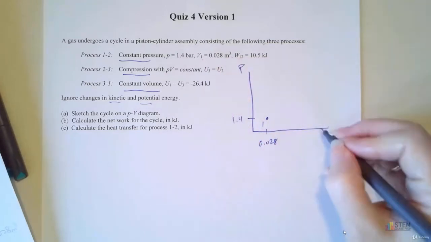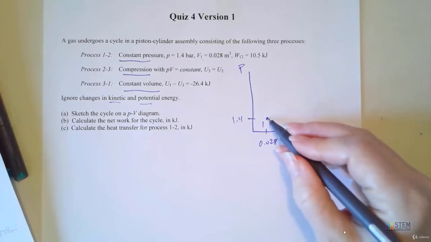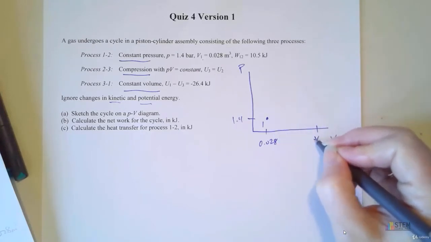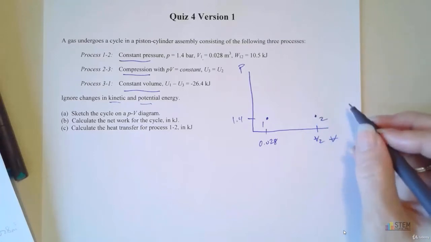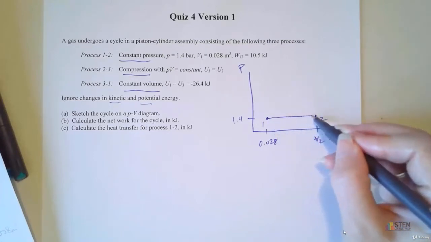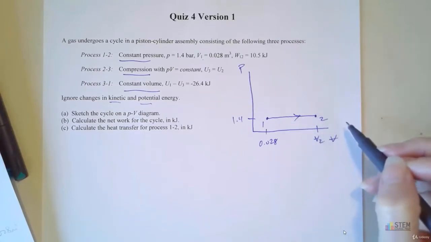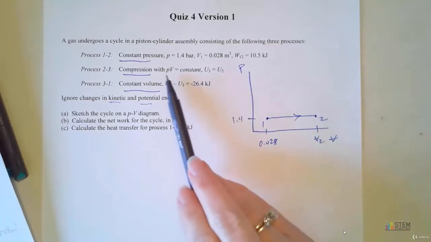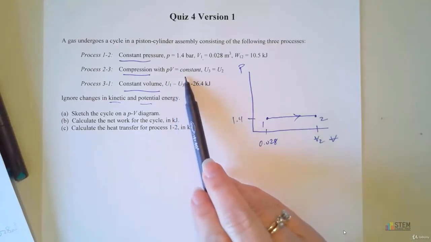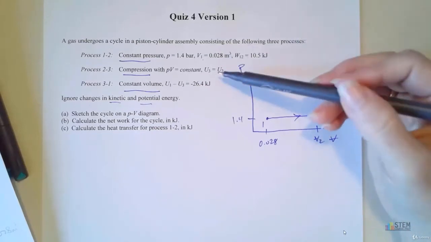That's state 2. We do know constant pressure though, which happens between 1 and 2. So I'm just going to put a V2 here and put a dot at a pressure of 1.4. So we know we're going to have a horizontal line there. Now going from 2 to 3, all we know is we have this relationship, and that's basically all we got there.